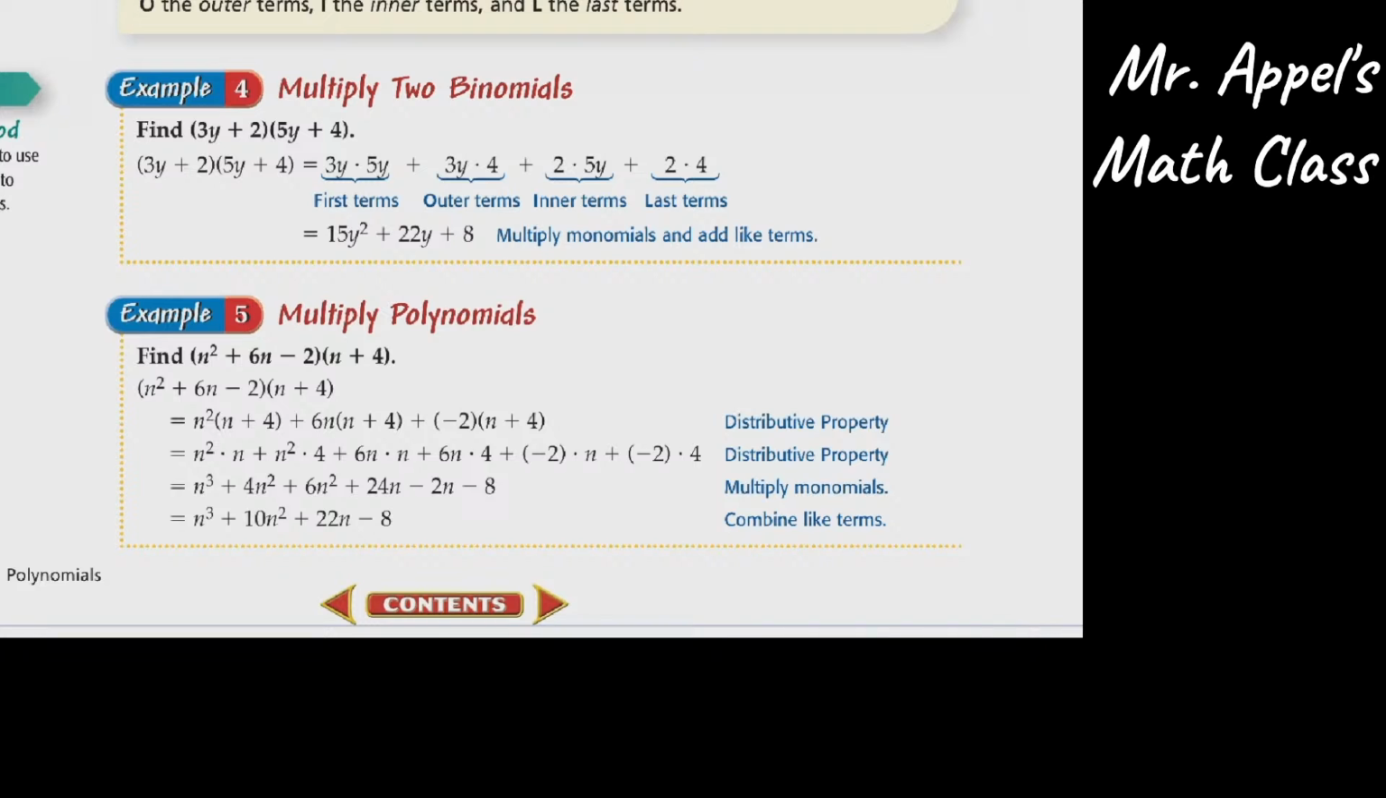All right, and then they have what they call first, outer. I don't care. It's just another way of keeping track of things, but this is more limited.